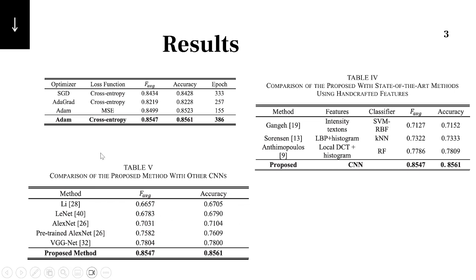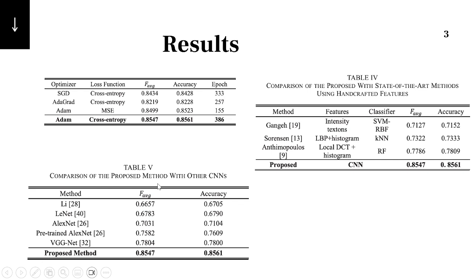So the first thing that they did was to compare the optimizer and the loss function, where they tried the ADAM and the cross entropy, and they got better results than the other ones. Then they compared their result with the results of the state of the art, where they outperformed the other ones with their model.